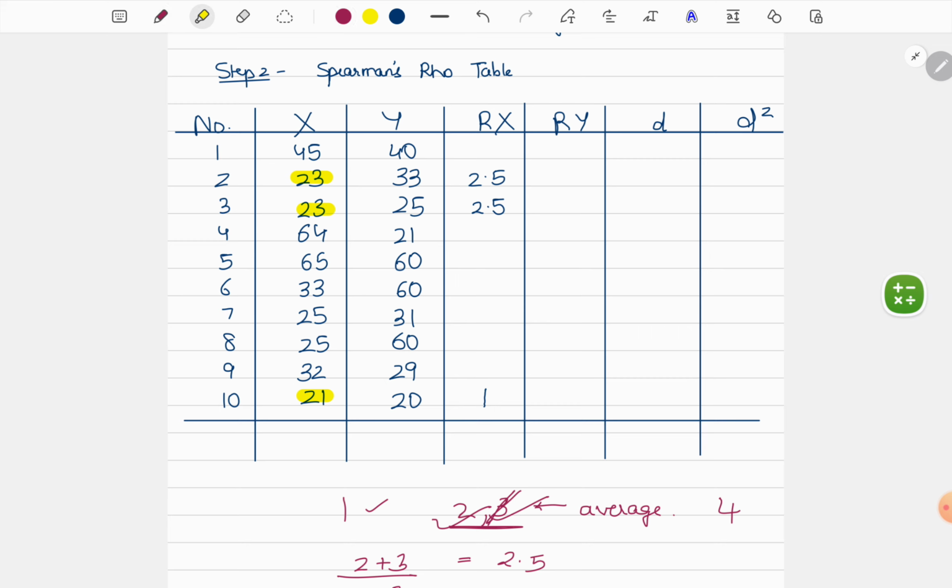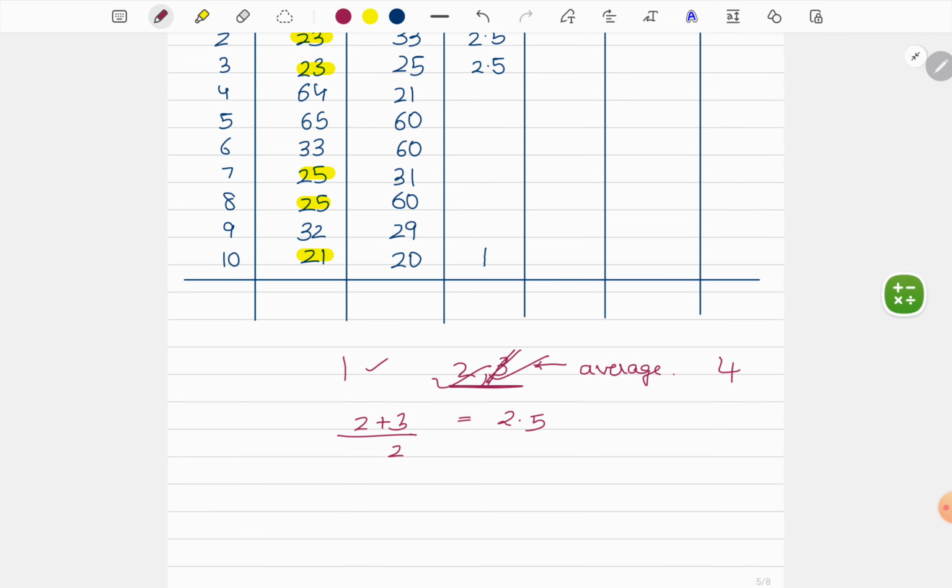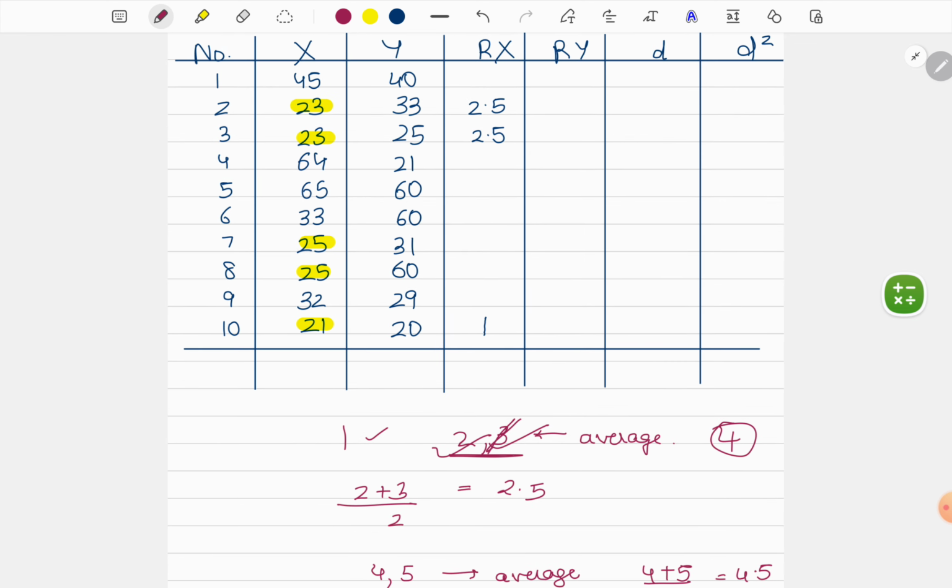Now we have to see which score is higher than 23, which is the next least score which is there on the table. So that is 25. Again, there are 2 occurrences of 25. I wanted to give rank 4, but there are 2 occurrences. So what I will do, I will consider the next 2 ranks, 4 and 5, and I'll take the average of these ranks. So same process which we did earlier. So 4 plus 5 upon 2 will be the average, 4.5. Now both occurrences of 25 will get rank 4.5.